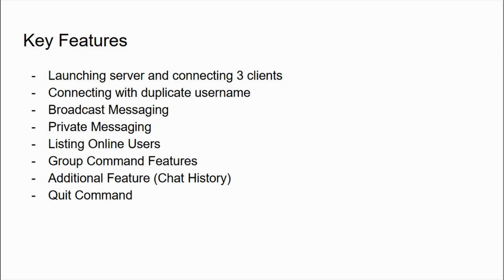First, we'll start the server and connect three clients, John, Peter and Stella. Then, we'll test how the system handles a duplicate username by trying to connect a second user named John. Next, we'll demonstrate essential chat features, including broadcasting messages to all users, sending private messages using the @username format, and listing all connected users with the @names command.